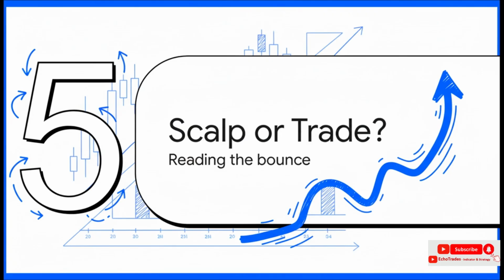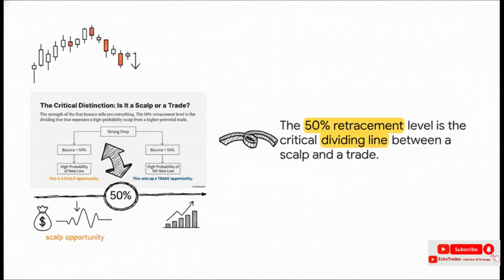Okay, but check this out. This is where the strategy gets really elegant. That same piece of information that tells us when to get out of a quick scalp can also be a huge alert for a much bigger opportunity. We're about to learn the critical difference between a scalp and a real trade. And this slide just lays it out perfectly. It's like a decision tree. It all boils down to how strong that first bounce is.